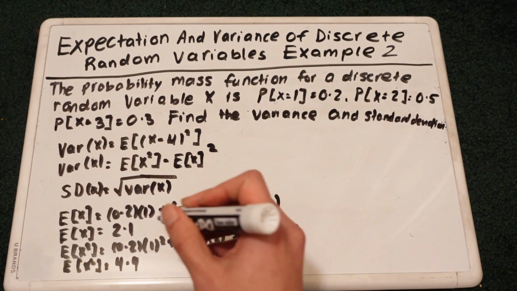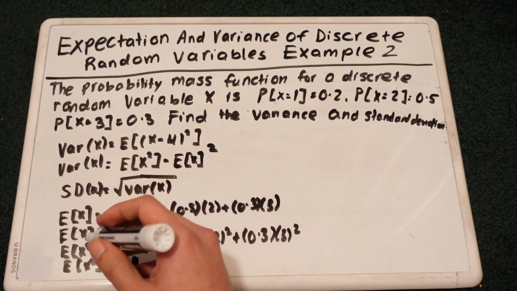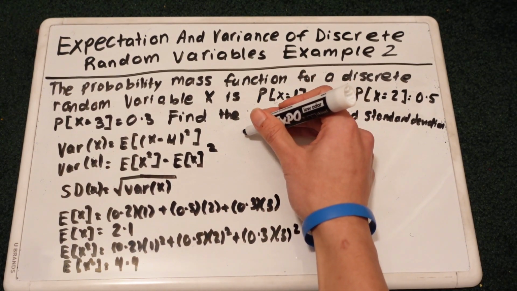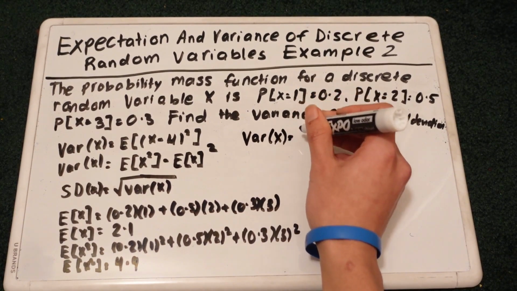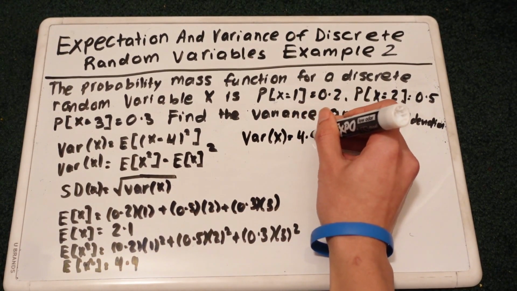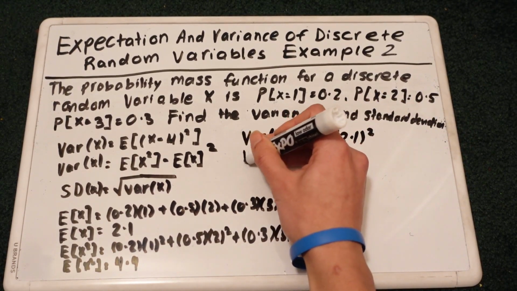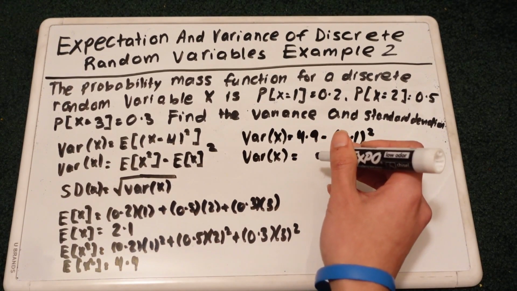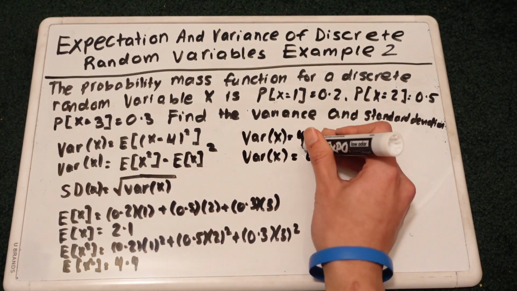And now we can figure out the variance of X, given that we found the expectation and the expectation of X^2. So let me write down the variance of X. It would just be 4.9 minus 2.1 squared, and the variance of X would be 0.49.